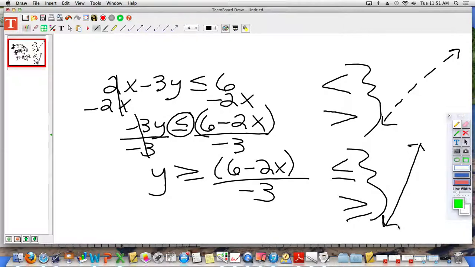Don't forget those little pieces of information. Also, remember, if you have to divide by a negative number to solve for y, you must switch the direction of the sign. So two pieces of information there that are maybe going to cause some of you some grief.